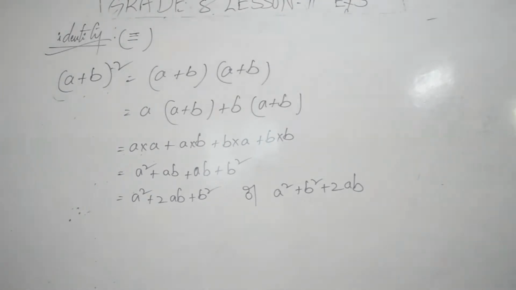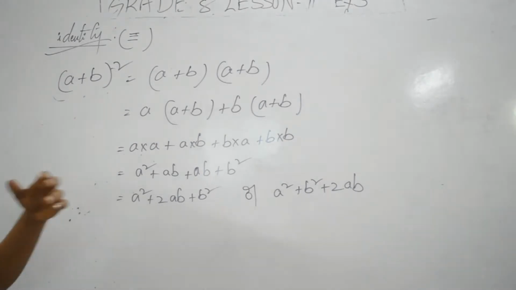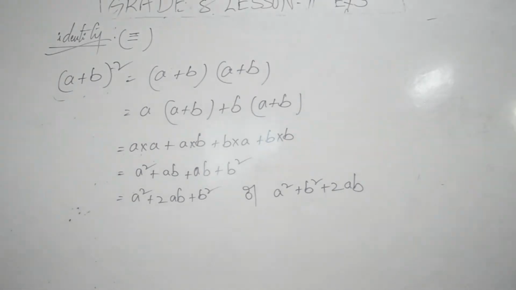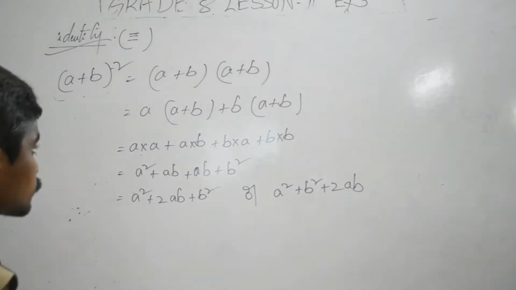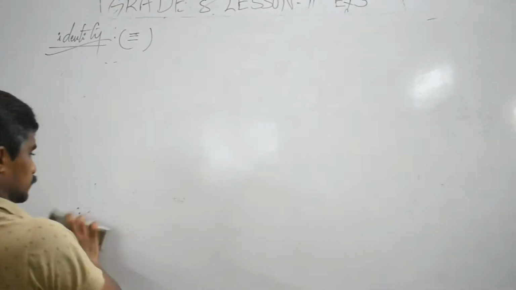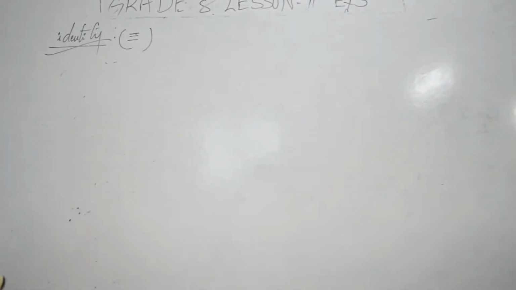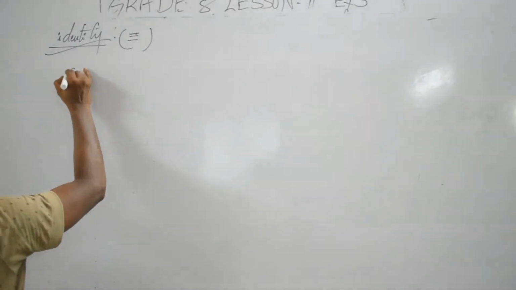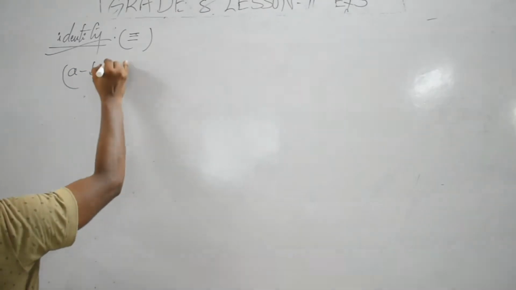So here RHS and LHS are equal, this is an identity. This is one of the identities, (a plus b) whole square. Next one, (a minus b) whole square.